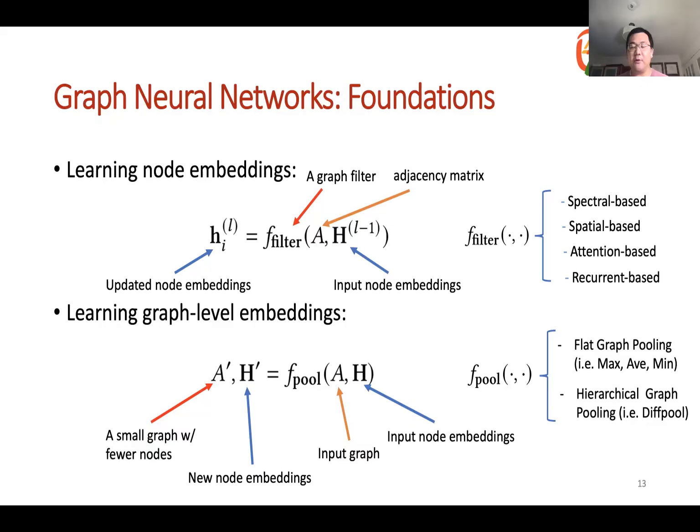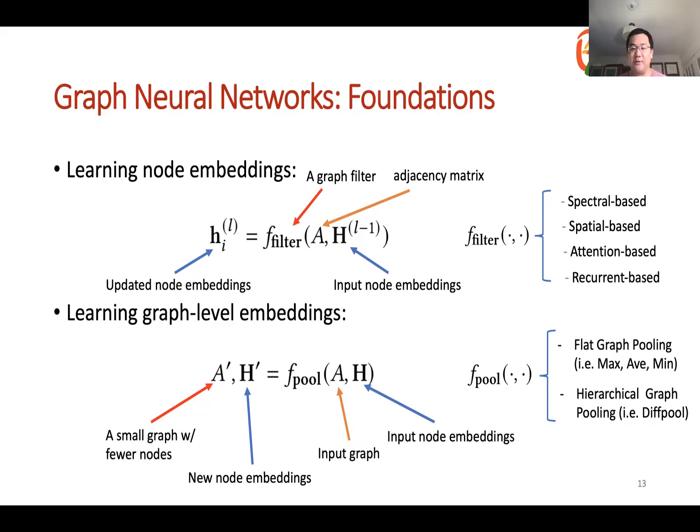One thing to note is that graph filtering doesn't change the graph structure. It only updates the node embedding. Therefore, if we want to get a graph-level embedding, we have to design another operation to achieve this goal. That's why people proposed the pooling operation, which takes the graph structure and the input node embedding, and generates a smaller graph with fewer nodes. At the same time, it generates the new node embedding corresponding to the new graph nodes.